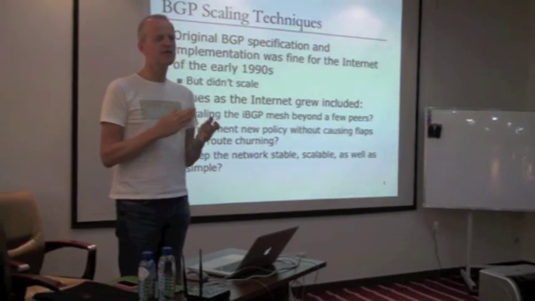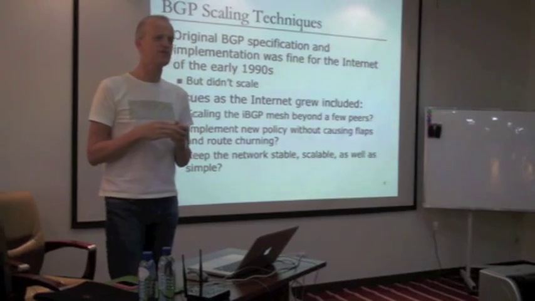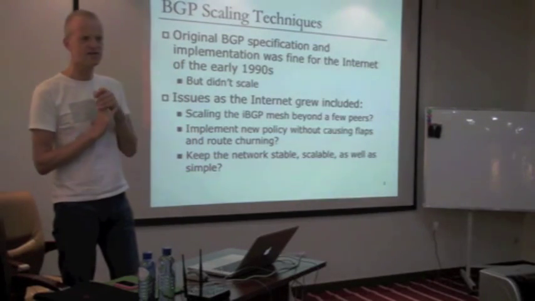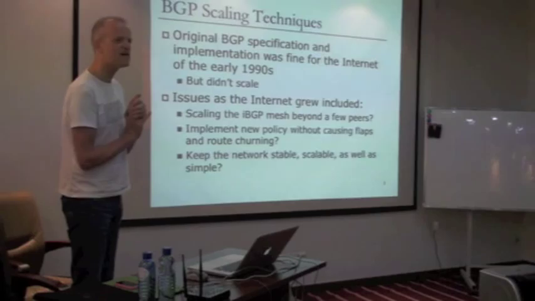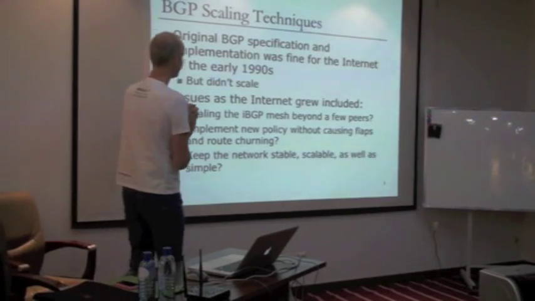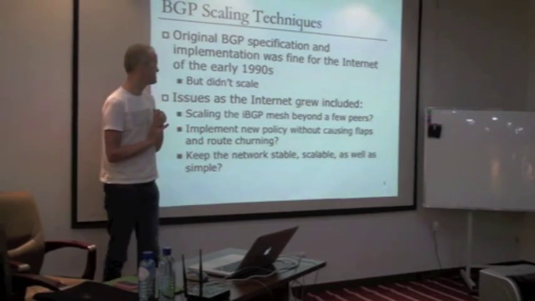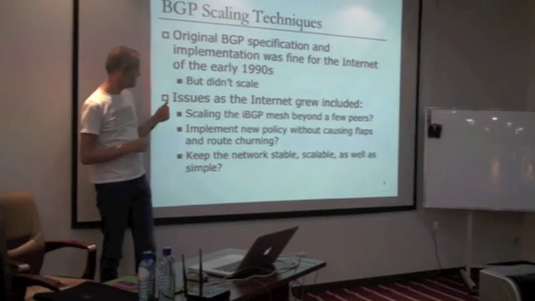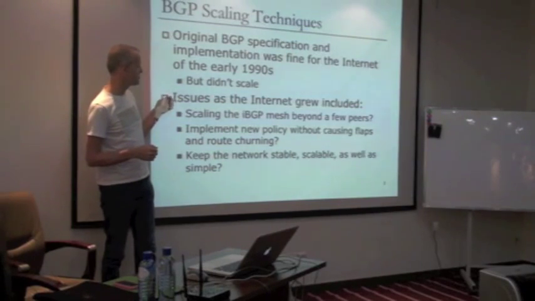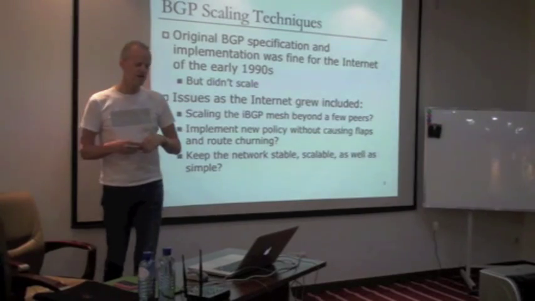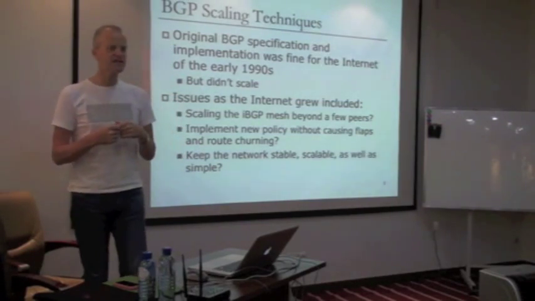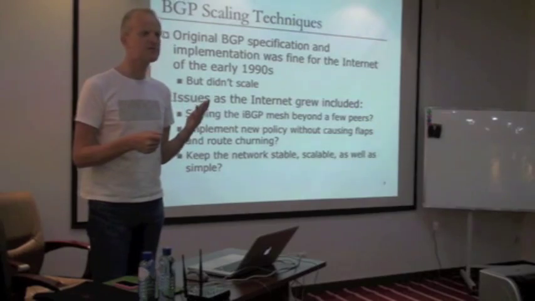But nowadays, we're looking at the major ISPs with 2,000, 3,000, 4,000 routers. Very, very big networks. So full mesh BGP really doesn't make much sense. So the issues as the internet grew included scaling the BGP mesh beyond a few peers, implementing new policy without causing flaps and route churns.